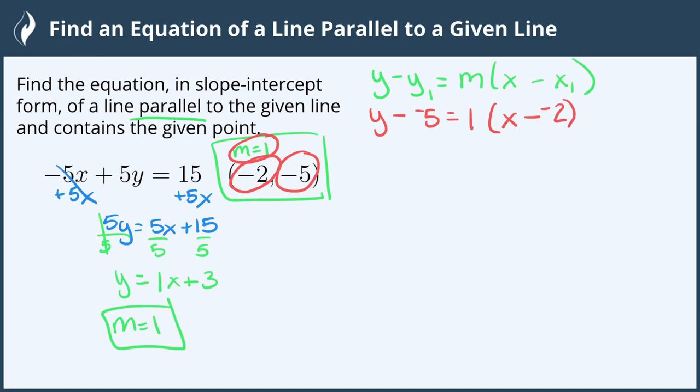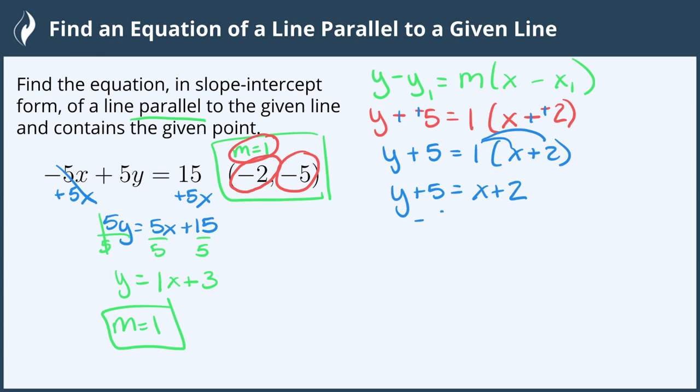When we subtract a negative, that's the same as adding a positive. We're adding the opposite, which makes it add the positive. So we have y plus 5 equals 1 times x plus 2. And we can distribute the 1, or some of you will say 1 times anything gives us whatever it's multiplied to. So we get y plus 5 equals x plus 2.